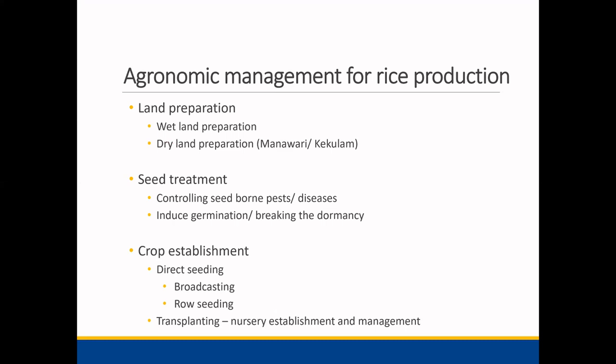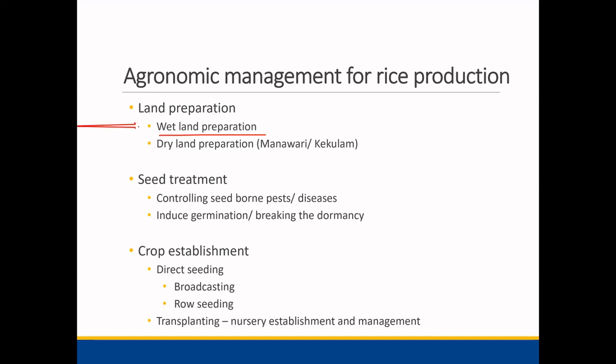Okay, so for the agronomic management for rice production, we'll start with land preparation. This land can be prepared depending on the two different crop establishment methods. If you want to establish rice under the wet system, you have to follow wetland preparation. We will go into detail in the next class, on what the differences are and why we do that. But today I am going to give an overview of all the agronomic management, and then we will go into detail for each one.